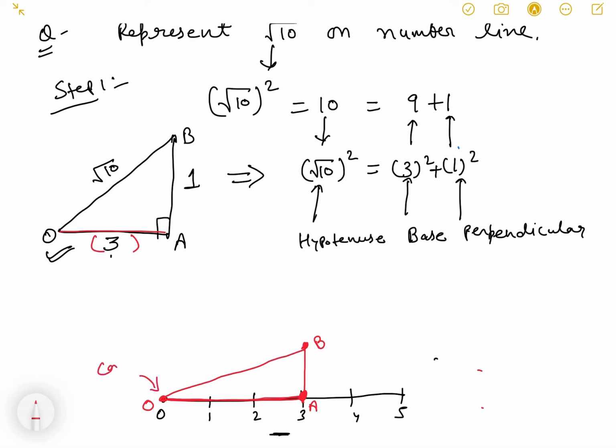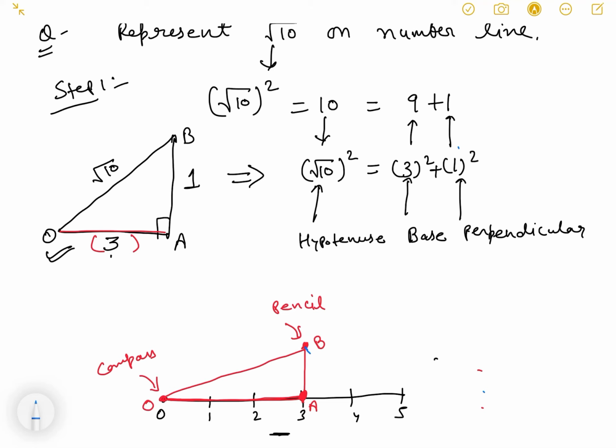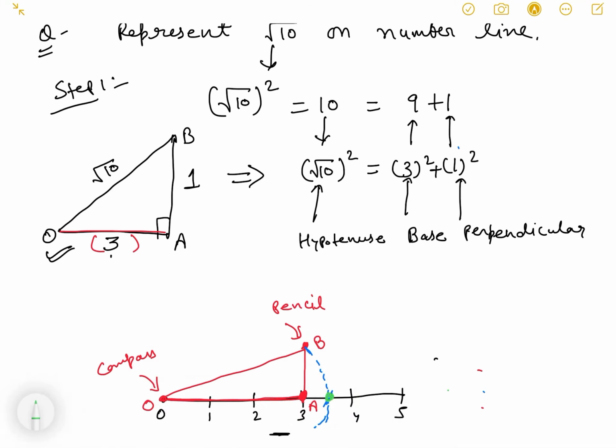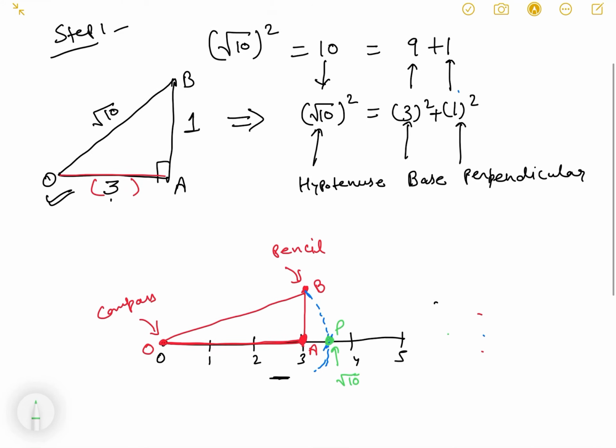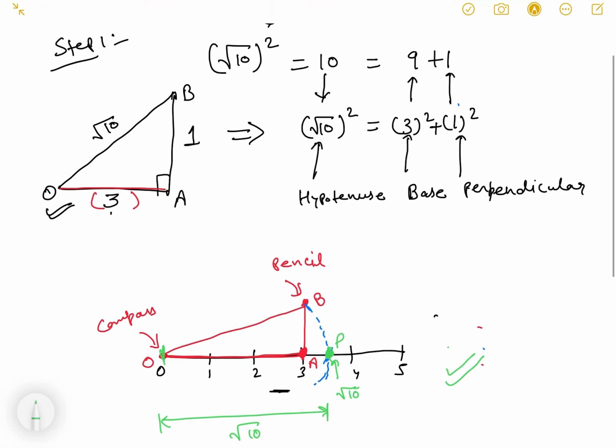And then we will put our compass needle at point O and pencil at point B, and then we will make an arc, and where it cuts, it would be root 10. Right, we can name it P. So here this is root 10. So we have represented root 10 on the number line. Right.